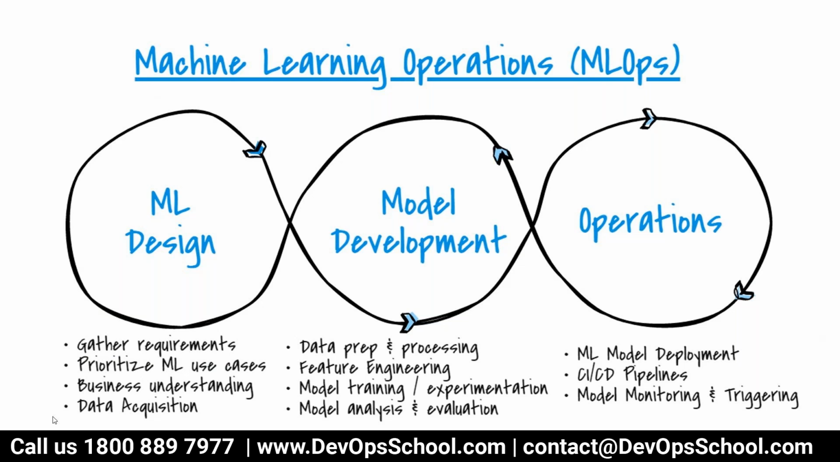So yeah, these are the ML design, and then model development will start: data preparation and processing, feature engineering, model training, experimentation. Model training will happen with the help of algorithms. Remember some of the algorithms which I showed you, a hell of a lot of algorithms. I just stated there is a registry for algorithms itself. Thousands of algorithms have come so far, and it's growing every day, every week. And then model analysis and evaluation. Once that's done, you deploy for the real work. So ML model deployment, CI/CD pipeline, all this we do, model monitoring and triggering.